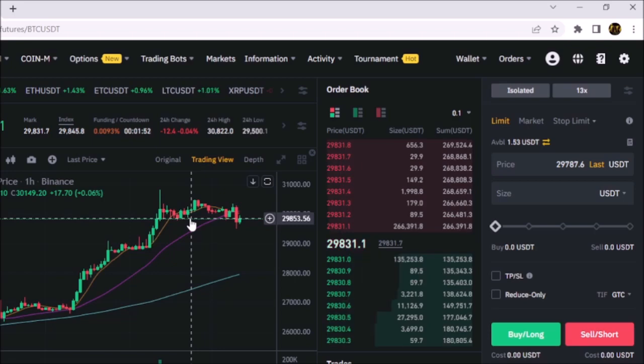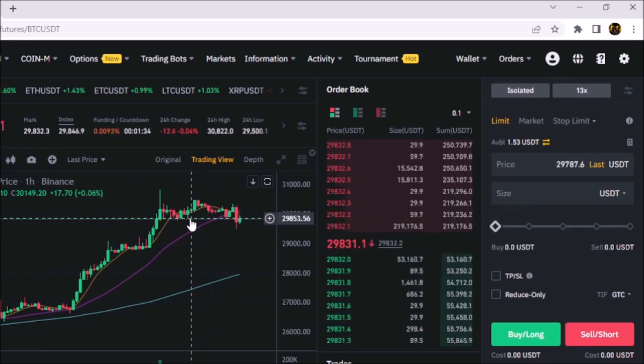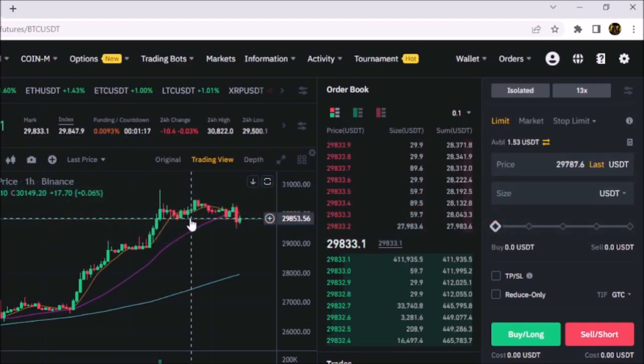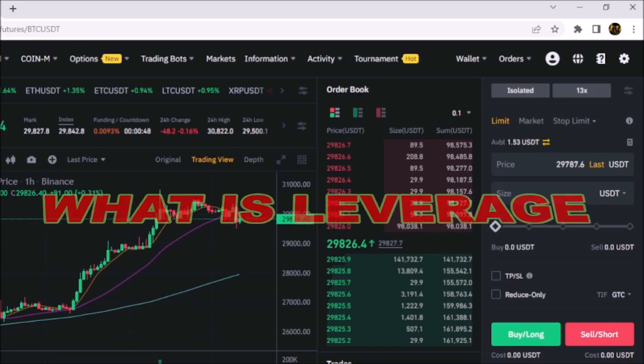Leverage in futures trading is one way, the best way, to make money, because it can bring a lot of money in just a little time. But at the same time, it can take a lot of money. I mean, you can lose a lot of money if you don't know how to use leverage. So in this video, you will learn exactly the do's and the don'ts. So the first question should be, what is leverage in futures trading?